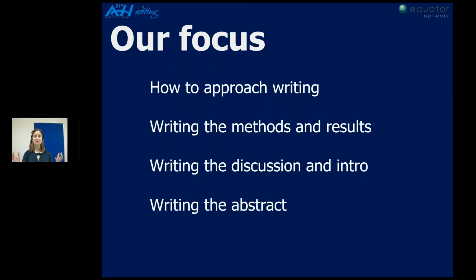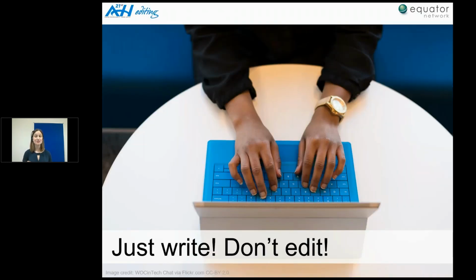So we've basically written an entire paper, an entire rough draft in 20 minutes. Well done. But again, the main thing to think about when you're writing is really just write. Don't edit yourself. Don't worry about editing yourself. Just get that draft down.